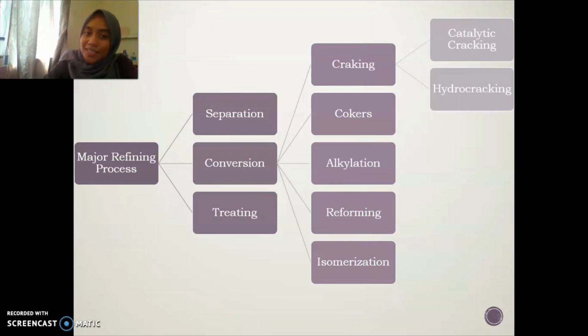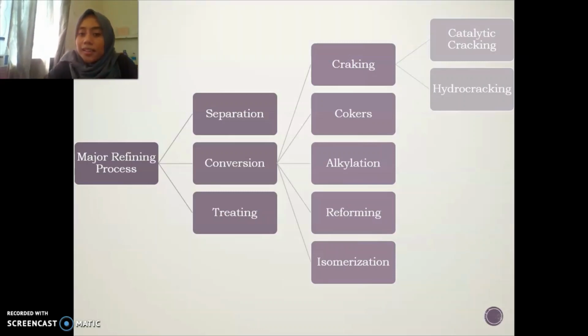And the next is the alkylation process. The alkylation process is somehow contrary to the cracking process. Alkylation is a process where isobutane reacts with butylene and produces alkylate. As we know, alkylate is a high octane number gasoline product.